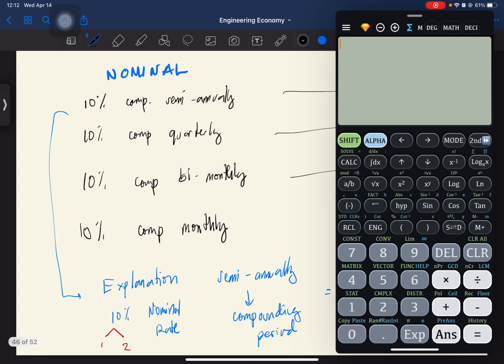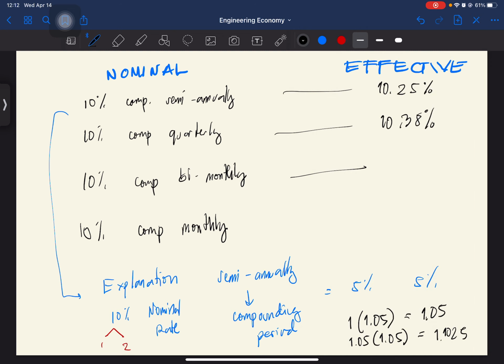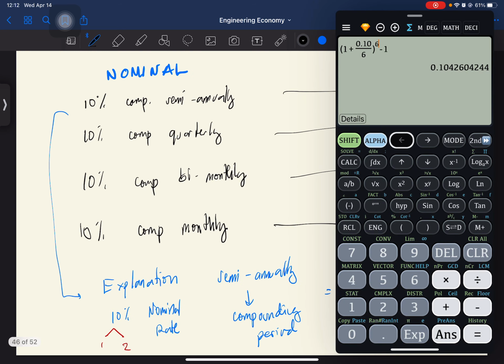Eh, yung 10% compounded bi-monthly. Eh, di ilan yun? Kung bi-monthly, mahati sa, anong interest rate per period? Ayun, 1.6667. So, if we use the formula, that's 1 plus R over M. R natin is 10. Tapos M natin is 6 kasi you have 6 compounding periods. Okay? Tapos minus 1. So that's 10.43. Eh yung compounded monthly. Kung compounded monthly, you have 12 compounding periods in a year. Hati-hatiin mo yun. Yeah, 10.47.